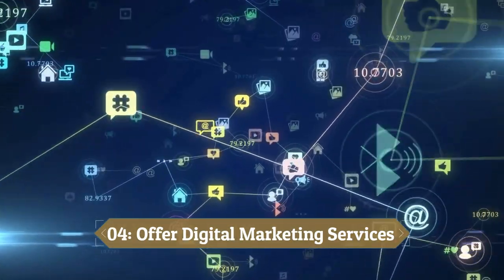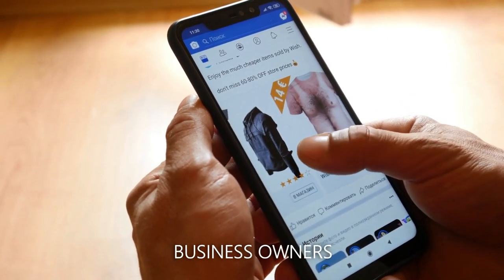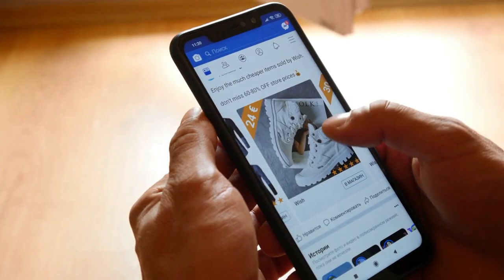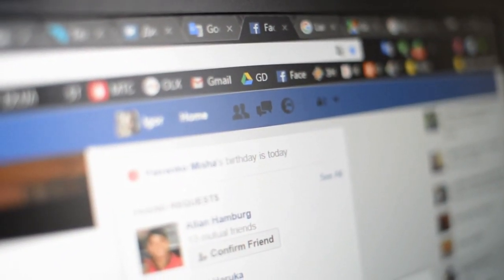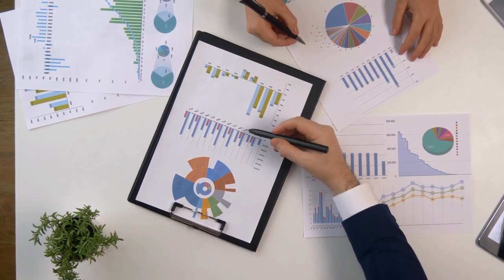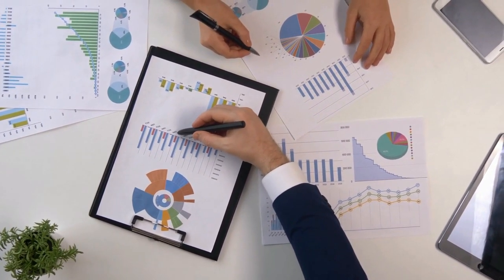Number 4. Offer digital marketing services. By providing marketing services, you can assist business owners in attracting their target markets and enhancing sales performance. Social media management and SEO are two examples of these services. If you're already familiar with these ideas or want to improve your talents, it's a fantastic way to make money.